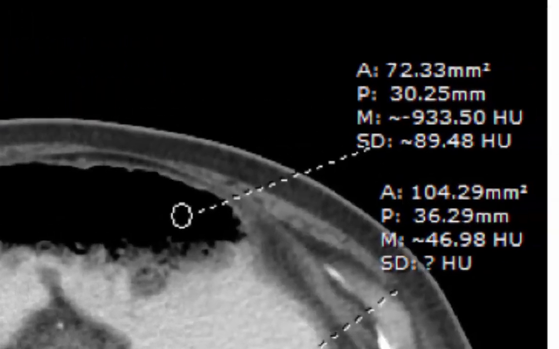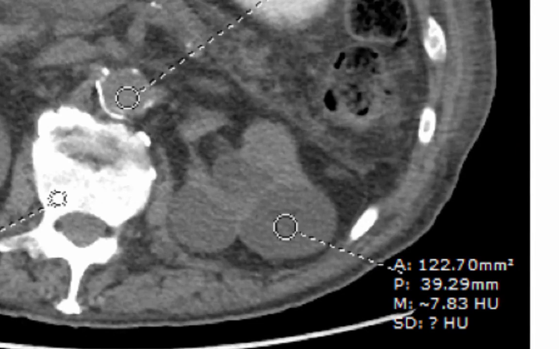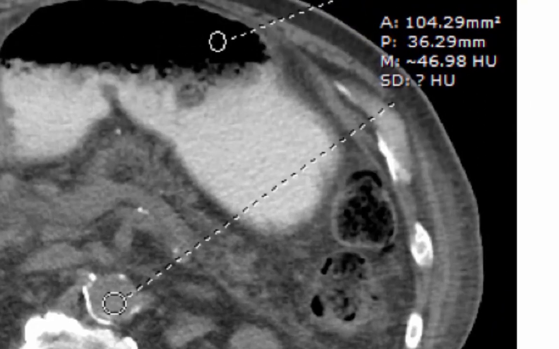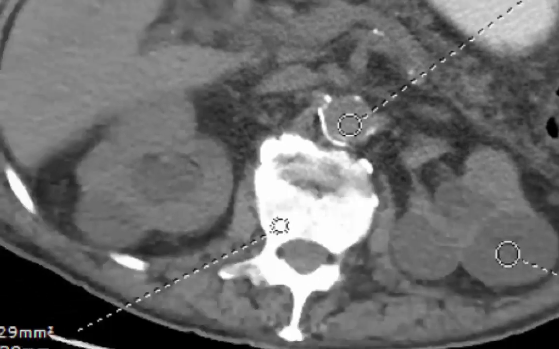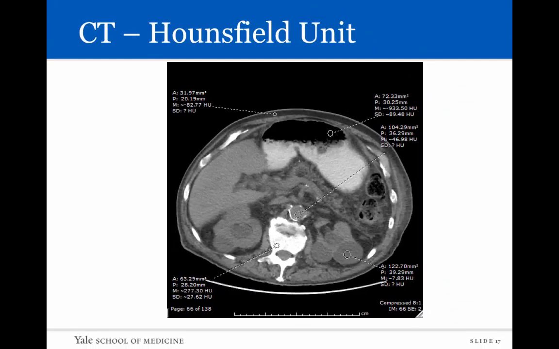Air, which is contained in the stomach over here, which looks black visually, has a Hounsfield unit of minus 934. Water, as can be seen in this simple cyst, has a Hounsfield unit of 8, while blood has a Hounsfield unit closer to 50. Bone, as you can see over here, has a Hounsfield unit of 277. So this is how we use Hounsfield units in order for us to recognize what the contents of the structure contain.